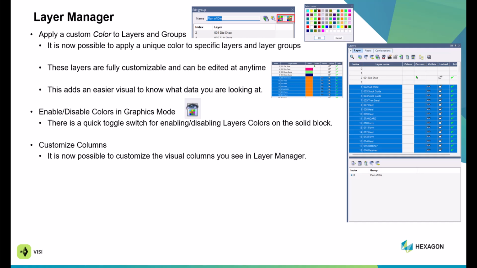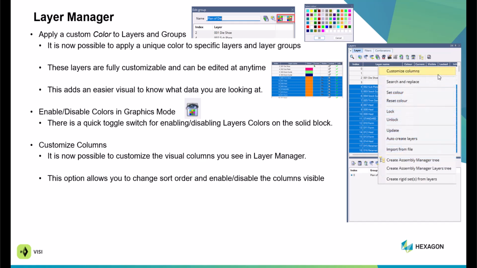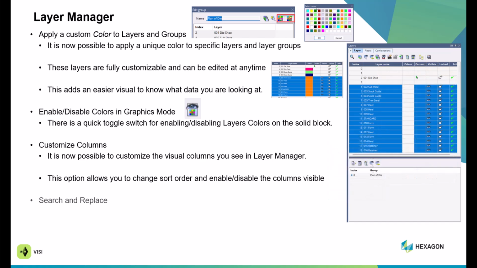You can customize columns. So if you right-click on the layer manager, you have the ability to customize columns. So you can enable or disable what columns you specifically want on. As an example, if you want to turn off the color mode, you can turn it off, and you can change the order of where everything is at.